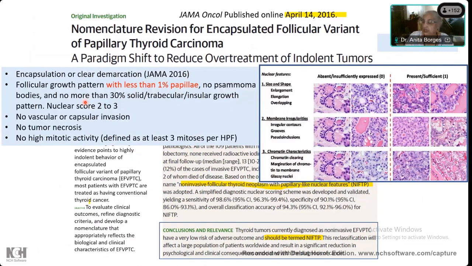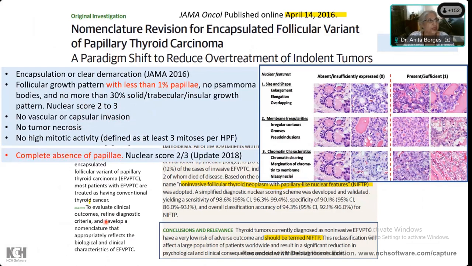So this was in JAMA 2016. They had defined it. They said it had to have a nuclear score of 2 or 3. In other words, it had to have all or most of the features of papillary thyroid carcinoma, no vascular or capsular invasion, no tumor necrosis, and less than 1% papillae. So that was their definition.